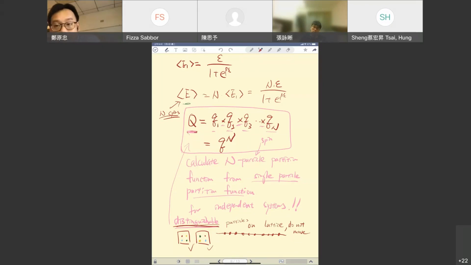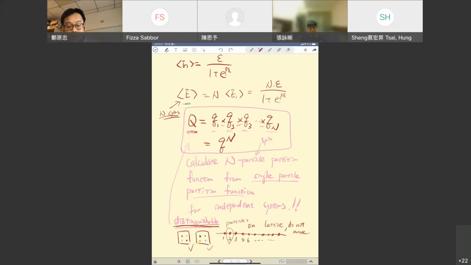If they can move, that's a different story. But if they cannot move, they are fixed on a lattice, then they are intrinsically distinguishable, because they are spatially separated. You can then have number 1, number 2, number 3, number 4, number 6. This number 2 will stay there during the whole period of your experiment. You can clearly distinguish, look at number 1, look at number 2.